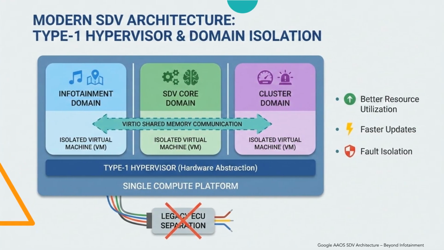Modern SDV vehicles consolidate multiple domains into a single compute platform. To achieve this safely, a Type 1 hypervisor is used. This hypervisor partitions the system into infotainment, SDV core, and cluster domains. Each runs as an isolated virtual machine. Communication happens through virtual shared memory mechanisms. This replaces physical ECU separation with logical domain isolation, enabling better resource utilization, faster updates, and fault isolation.